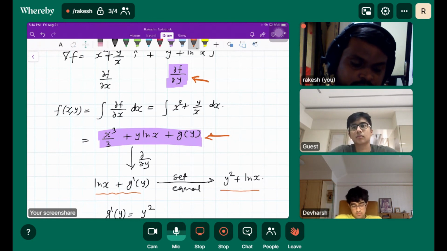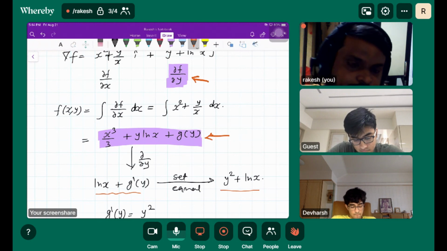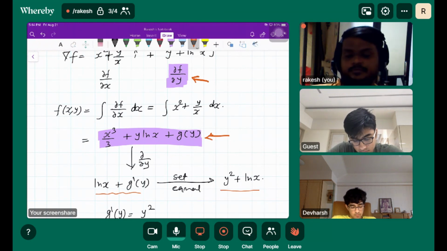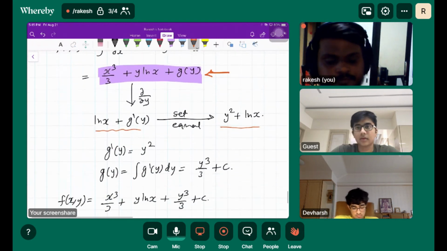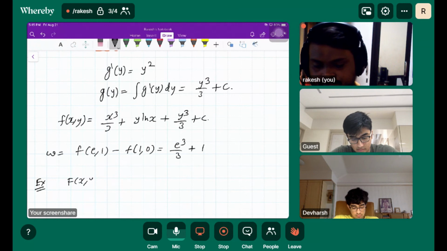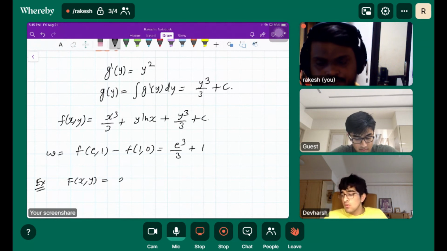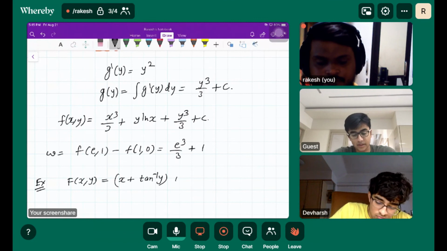And when we equate, we find that g dash y is nothing but y square. So this and this. They have tried this. So g of y is y cube by 3 plus c.